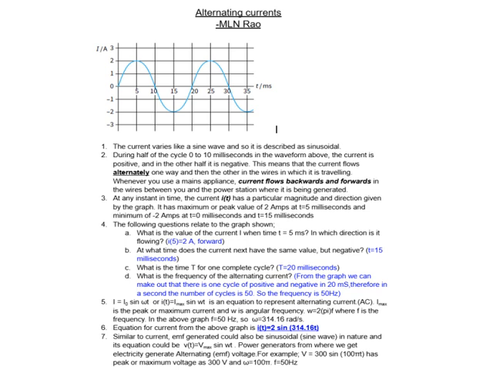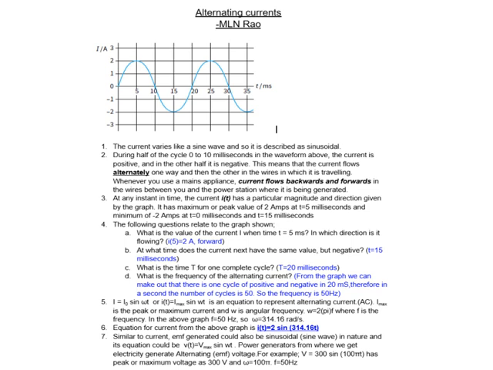If you look at the first half of the cycle, which is 0 to 10 milliseconds, the current is positive, and in the other half it's negative. What does it mean? This means that current flows alternately one way and then the other in the wires in which it is traveling. Wherever you use a mains appliance, that means an appliance that's connected to the mains power supply, current flows backwards and forwards in the wires between you and the power station from where the power is being generated.